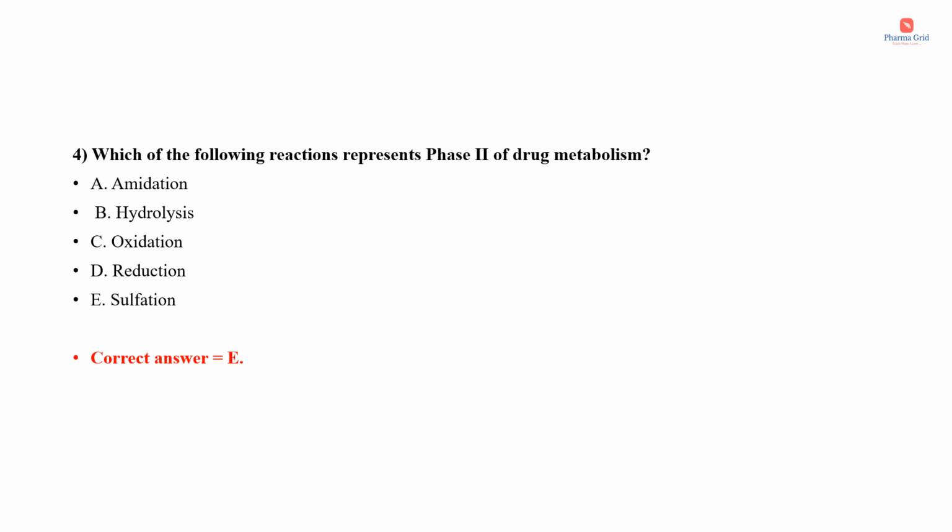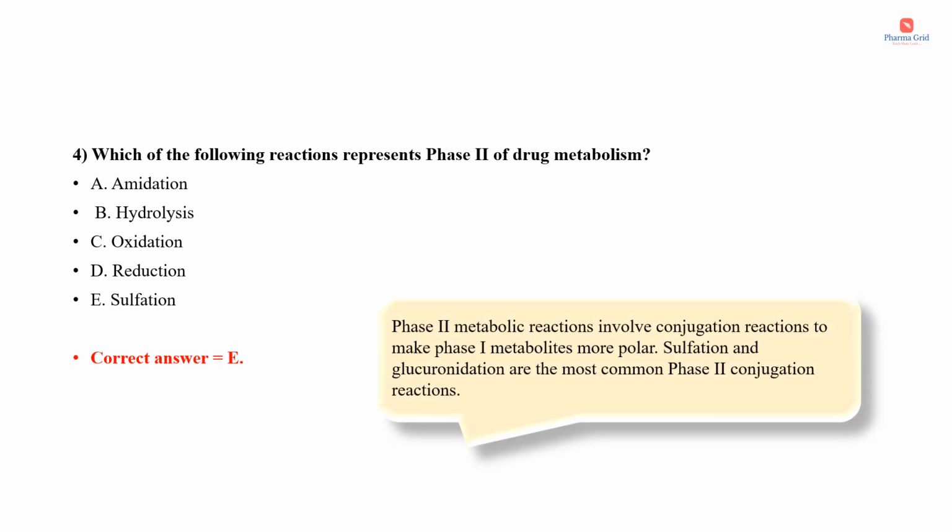Thus, conjugation enhances drug hydrophilicity, and these phase 2 reactions include glucuronide conjugation, glycine conjugation, glutathione conjugation, sulfate conjugation, methylation, and acetylation. So these phase 2 metabolic reactions involve conjugation reactions to make phase 1 metabolites more polar.